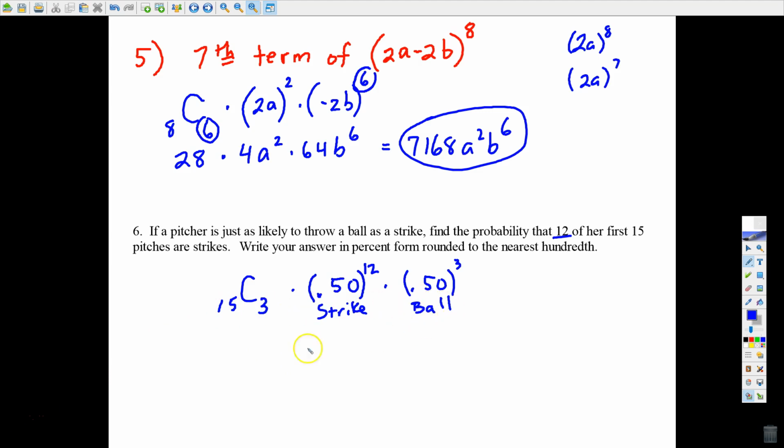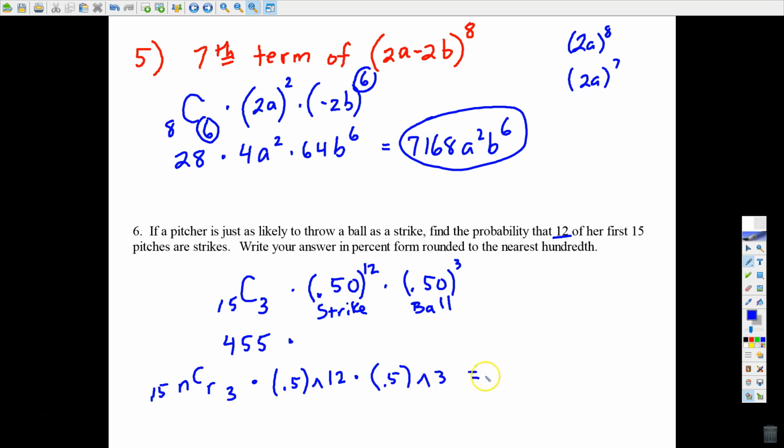You can do this all at once. I'm just going to break it up just so you can follow with me. If you do 15C3, just that part, you would get 455. Now we're going to multiply that times 0.5 raised to the 12th power. And then multiply that times 0.5 raised to the 3rd power. So just to give you an idea, these are long decimals. I didn't think it's necessary to write them down, but in your calculator you're literally doing this. 15 nCr 3 times 0.5 raised to the 12th times 0.5 raised to the 3rd.